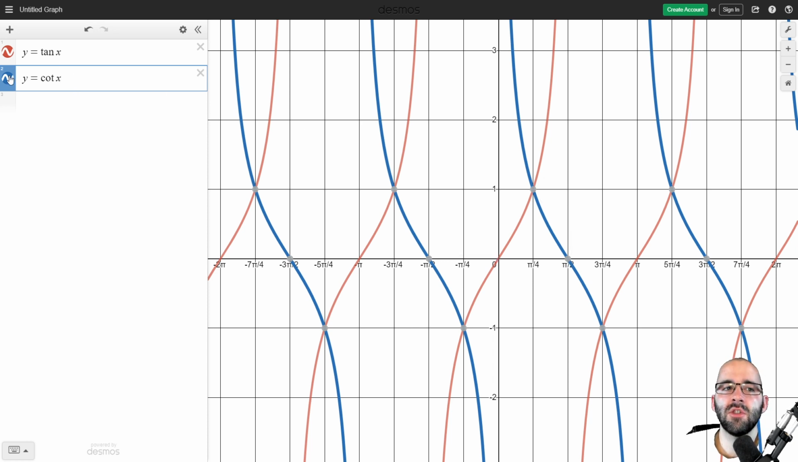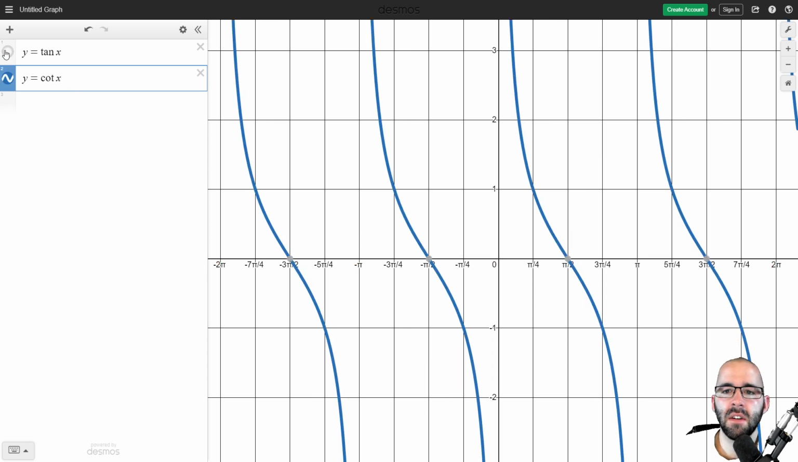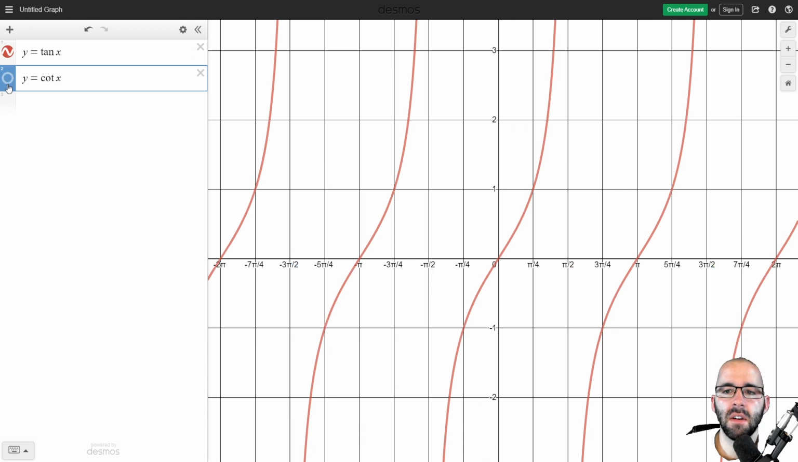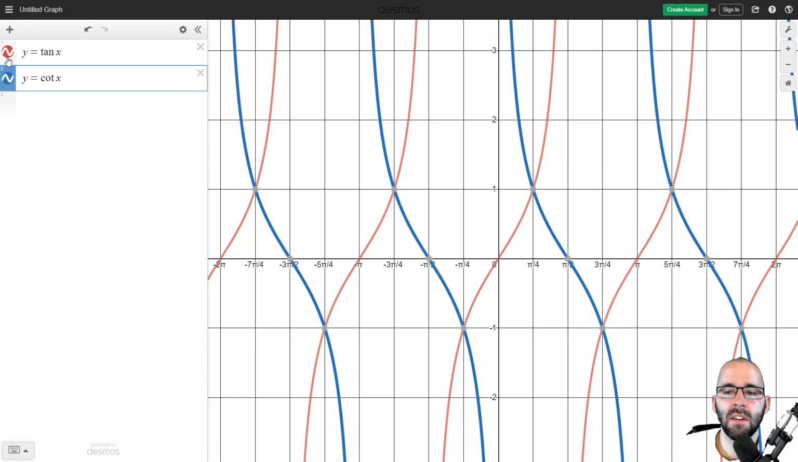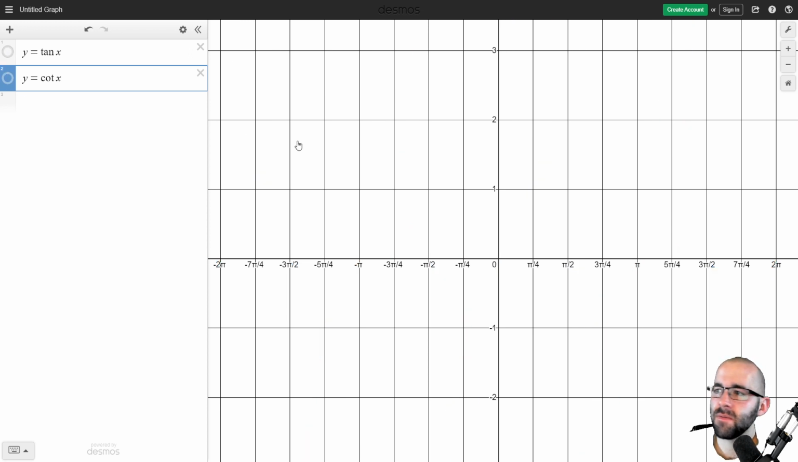So tangent and cotangent are very closely related, as you can see here. If you recognize the shape, then you can say, okay, this is either tangent or cotangent. Then all you have to do after that is plug in a couple points to see which one it is. That's the method to recognize tangent and cotangent.